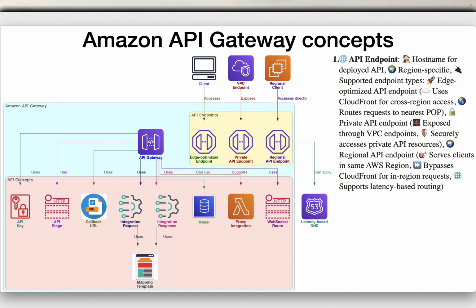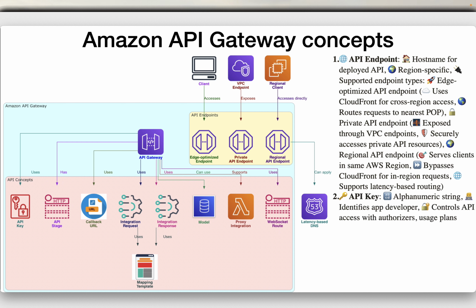In addition, you can apply latency-based routing on regional endpoints to deploy an API to multiple regions using the same regional API endpoint configuration. Set the same custom domain name for each deployed API and configure the latency-based DNS records in Route 53 to route client requests to the region that has the lowest latency.